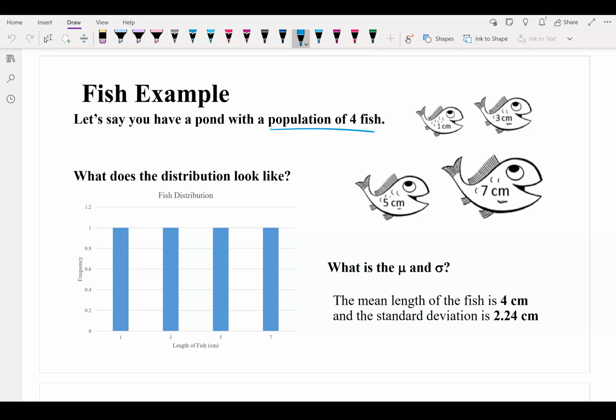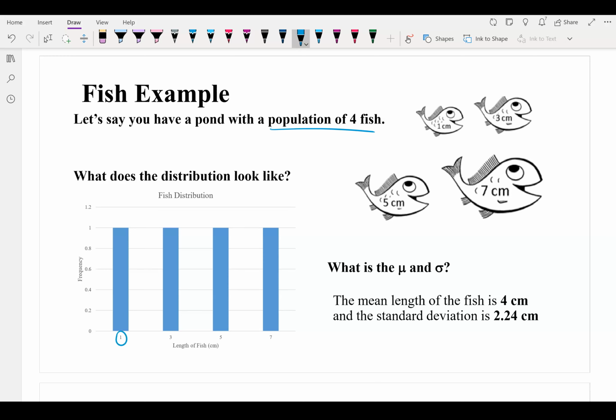In any case, we're going to be talking about standard deviation and then moving on to standard error through this example. So first of all, what does this distribution look like? Well, you have 4 fish. One is 1 centimeter, another is 3 centimeters long, 5 centimeters long for another, and 7 centimeters long for the last. So if you were just to take these 4 fish and make a distribution, it would be very simple.